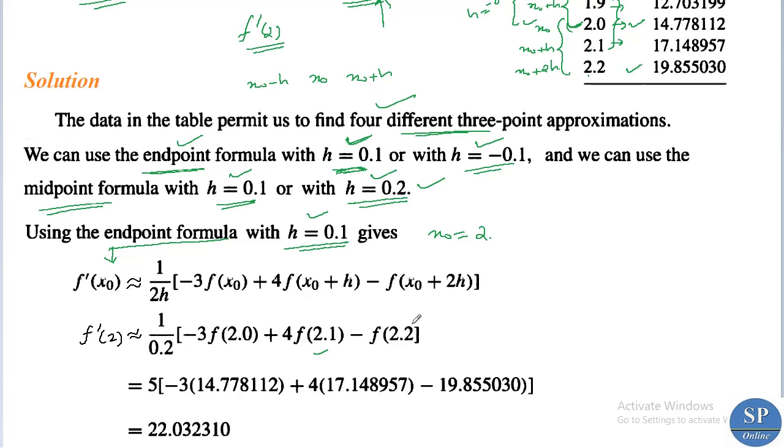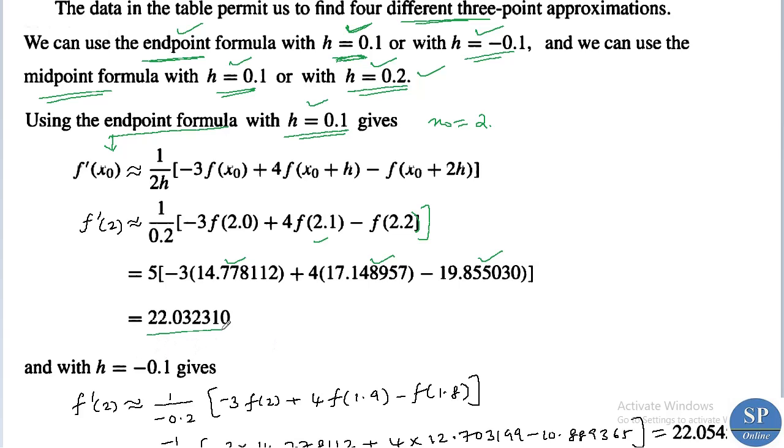Now we can just replace the values of f. That is, f of 2 is given from the table as 14.778112. f of 2.1 is 17.148957, and f of 2.2 is this value. Simplifying that, we get the approximate value of f dash of 2 as 22.032310 by using the endpoint formula with h equal to 0.1.